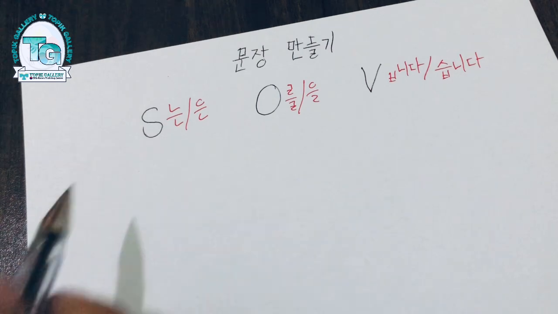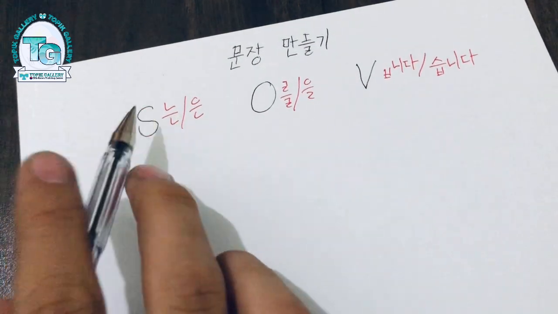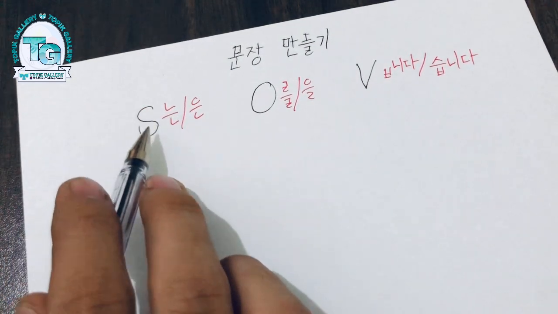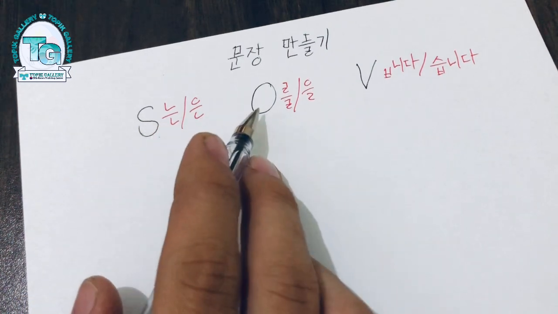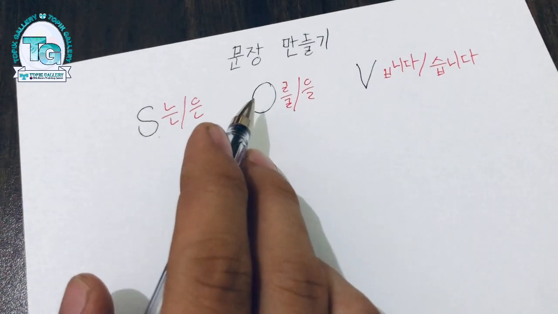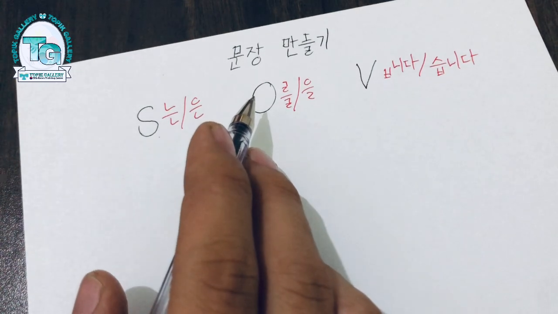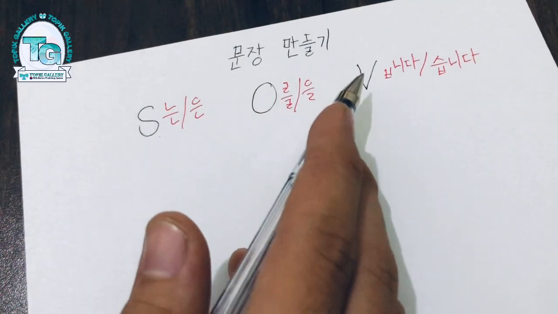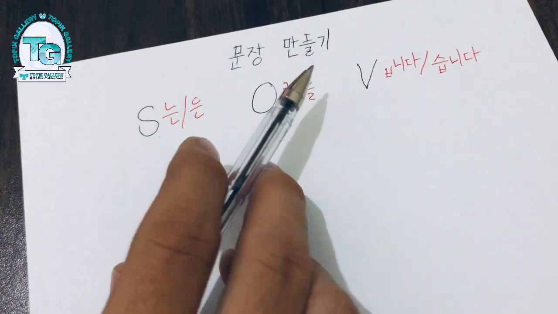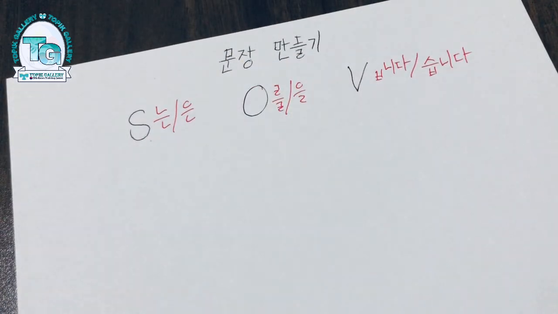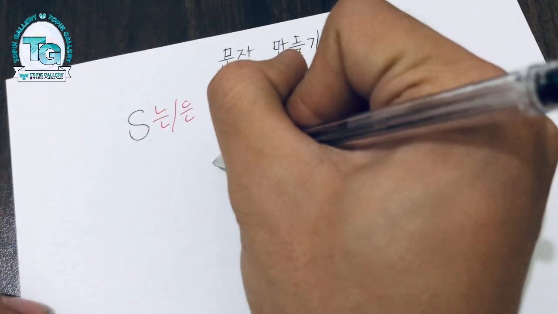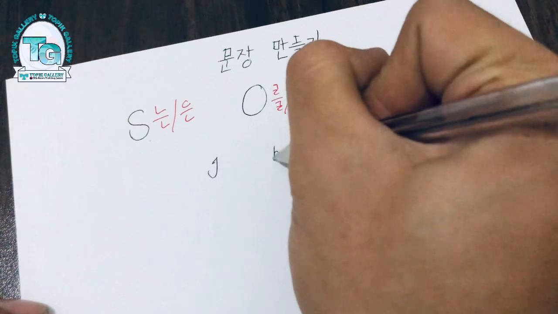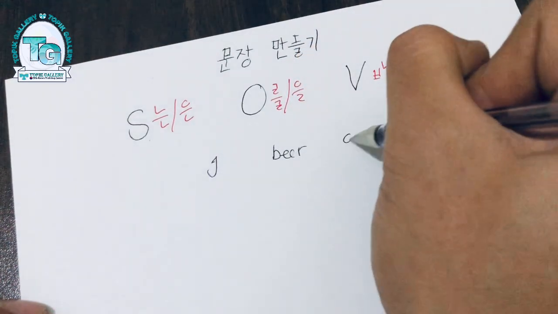Again, the subject is the doer of the action, so it can be a person or an animal, because an animal has the capability to do an action. The object is the receiver of the action, so it can be a person, things, or foods, depending on the context. The verb is the action itself. Let's make a sentence, I drink beer. But in Korean, that would be I, beer, drink.